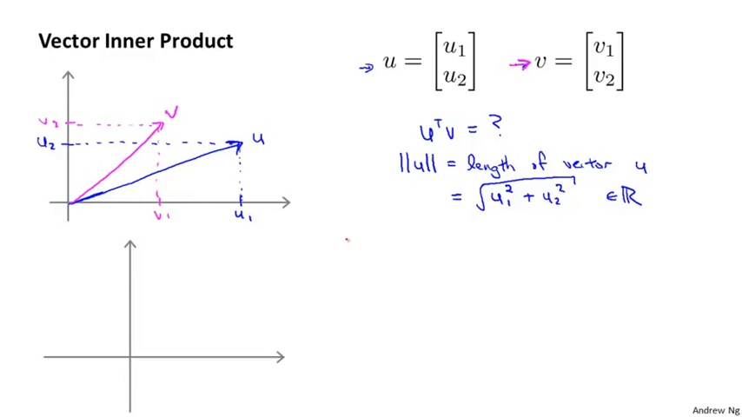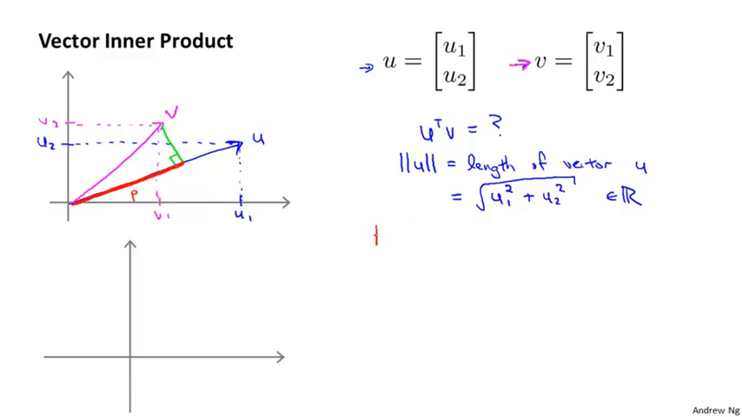Now, let's go back and look at how to compute the inner product between u and v. Here's how you can do it. We're going to take the vector v and project it down onto the vector u. So I'm going to take an orthogonal projection, or a 90-degree projection, so project it down onto u like so. And what I'm going to do is measure the length of this red line that I just drew here. So I'm going to call the length of that red line p. So p is the length, or the magnitude, of the projection of the vector v onto the vector u.